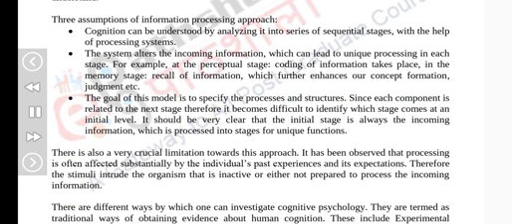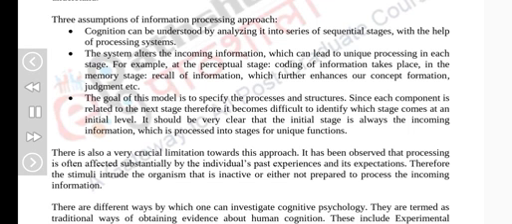Since each component is related to the next stage, it becomes difficult to identify which stage comes at an initial level. It should be very clear that the initial stage is always the incoming information, which is processed into stages for unique functions. There is also a very crucial limitation to this approach. It has been observed that processing is often affected substantially by the individual's past experiences and expectations. Therefore, the stimuli intrude on an organism that is inactive or not prepared to process the incoming information.